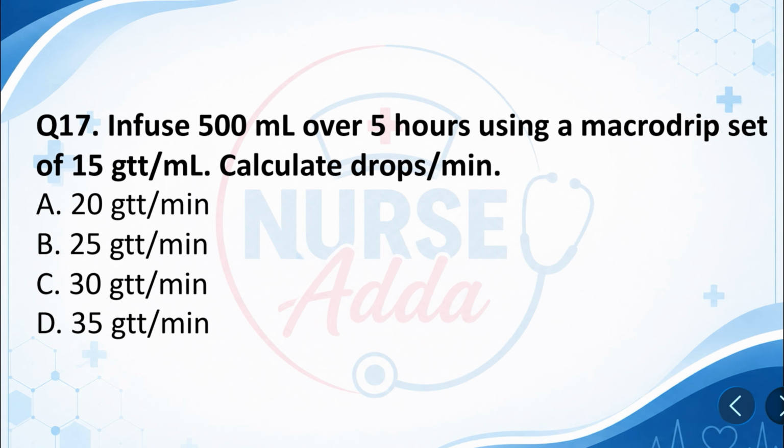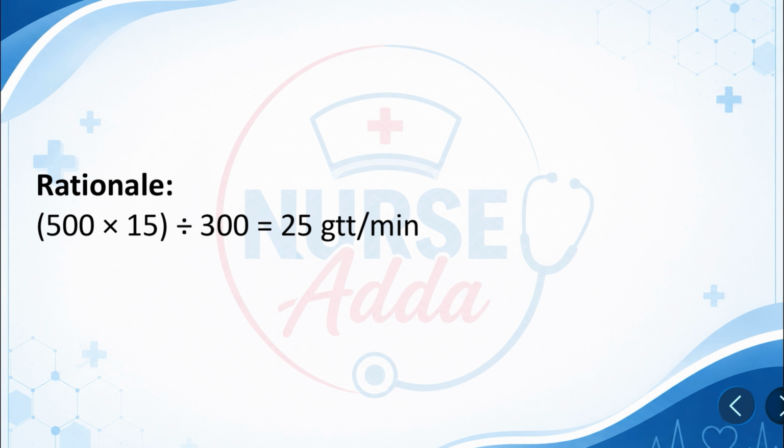Question number 17. Infuse 500 ml over 5 hours using a macro drip set of 15 GTT per ml. Calculate the drops per minute. The right answer is option B, 25 GTT per minute. Here is the equation: 500 into 15, the whole divided by 300, is equal to 25 GTT per minute.